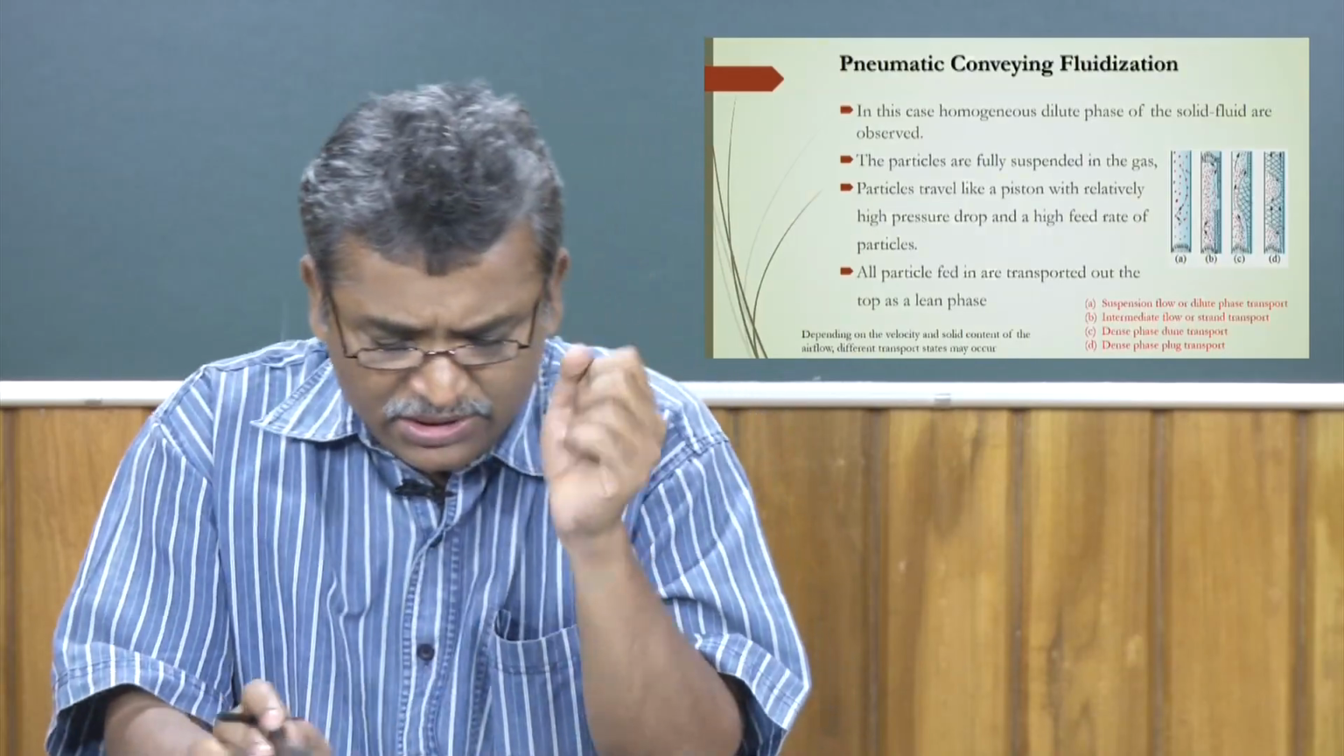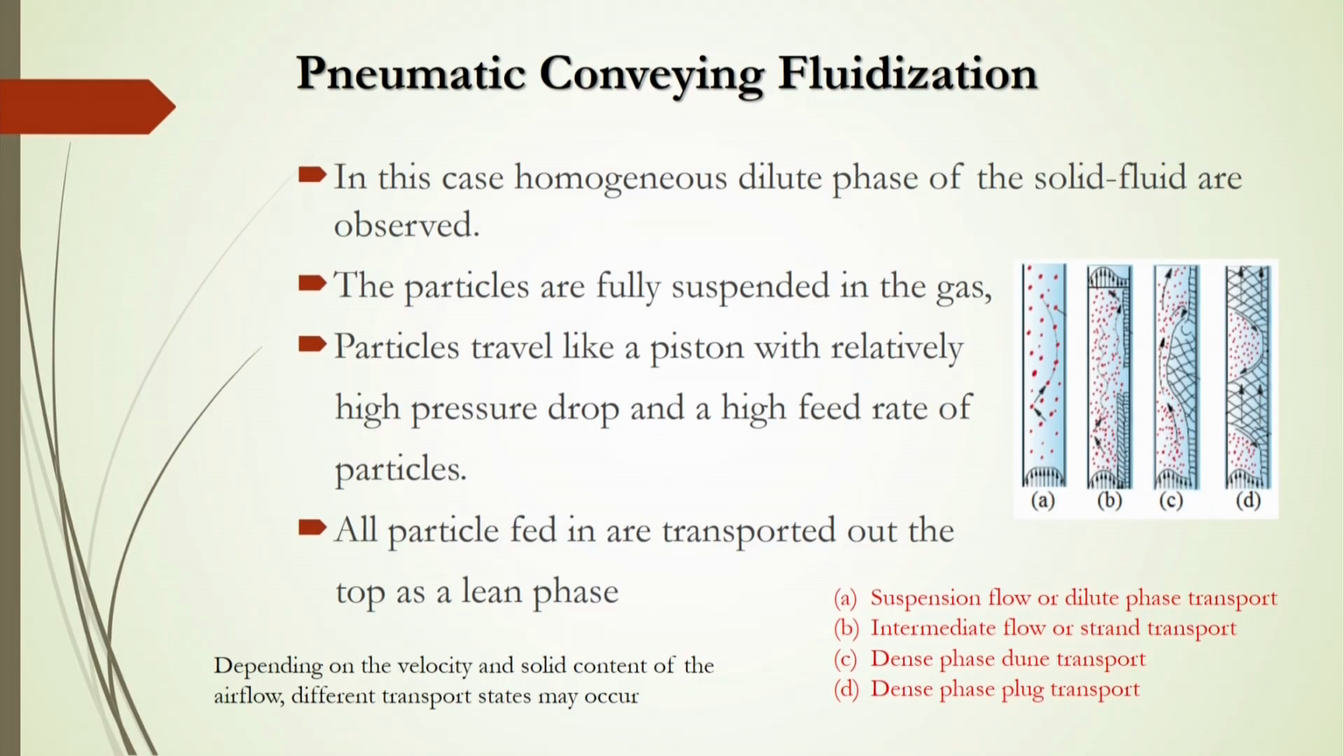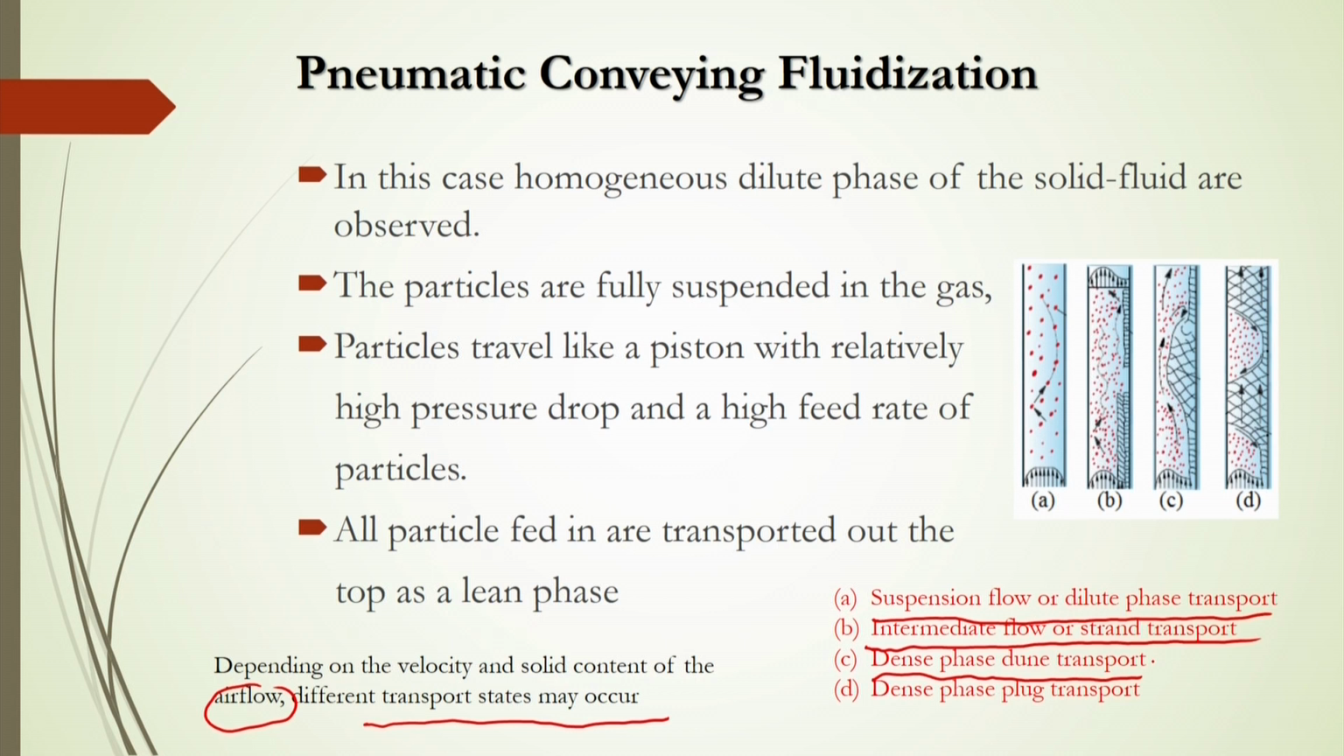So, in this pneumatic conveying fluidization, of course, it will depend on the velocity and the solid content of the air flow, and different transport states may occur in this case. There will be different transport states like suspension flow or dilute phase transport, intermediate flow or, you can say, strand transport, and dense phase dune transport, and also dense phase plug transport, of course, as per the figure.